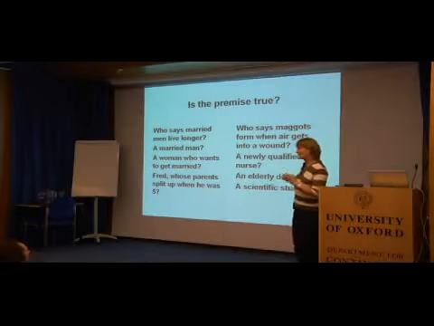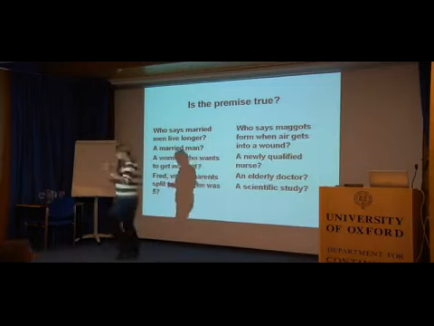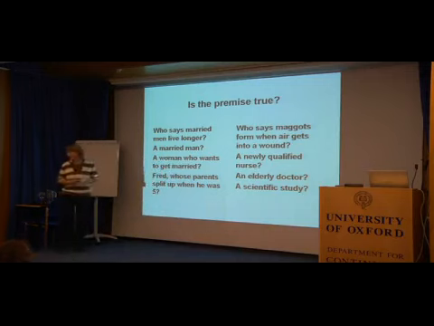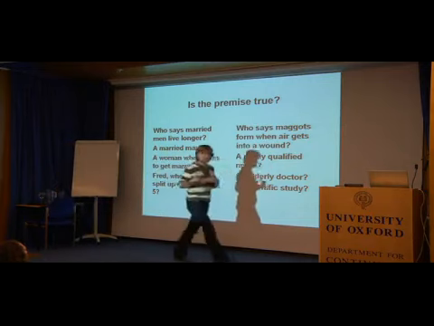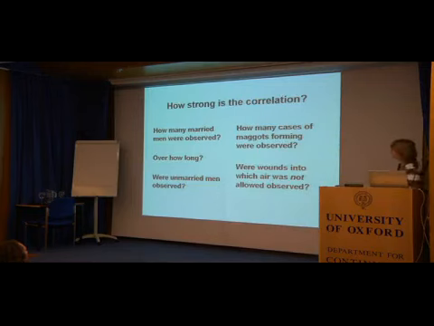Well, what we're saying is that a correlation isn't sufficient for a causation. But it's the only evidence we're ever likely to have. When you see a causal generalization, it will be based on correlations. But what we're alerting you to here is that a correlation isn't sufficient for a causation. You need to ask lots of other questions. So, is the premise true? How strong is the correlation? How many married men were observed?